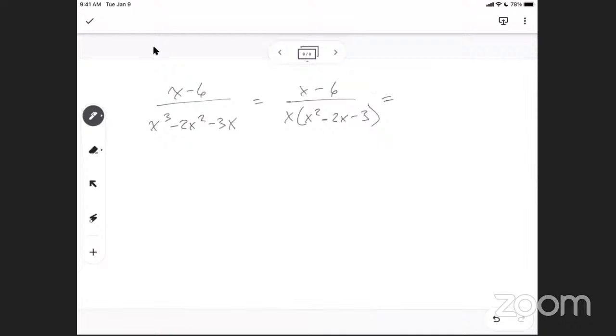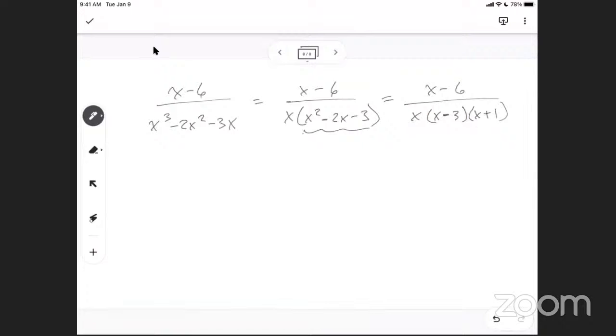And now let's try to factor that some more. x times, what is that going to factor into? x times x minus 3 and x plus 1. So what are my excluded values? 3 and -1. Good. So I'm setting each one of these things equal to 0 and solving. So x can equal 0, x can equal 3, and x can equal -1.